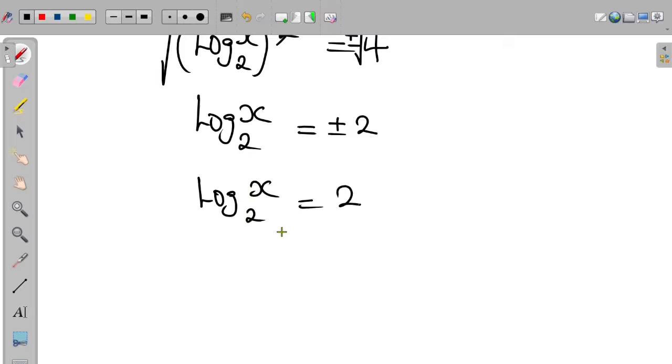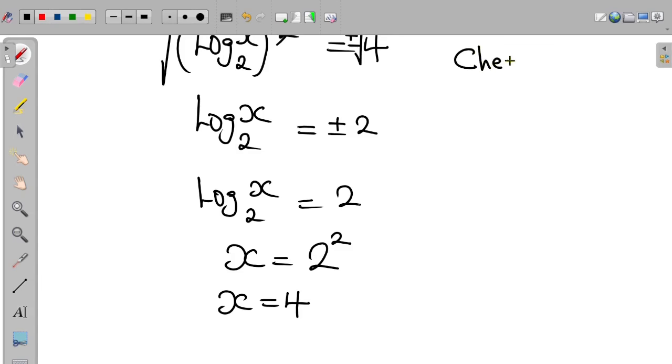So from the relation between indices and logarithm, this can be expressed as x equal to 2 raised to the power of 2. Thus, the value of x is equal to 4. Now, let us check if x equal to 4 is correct.